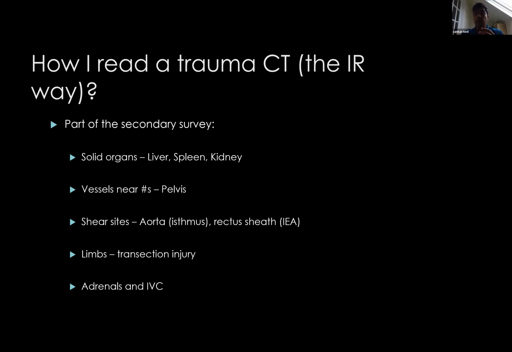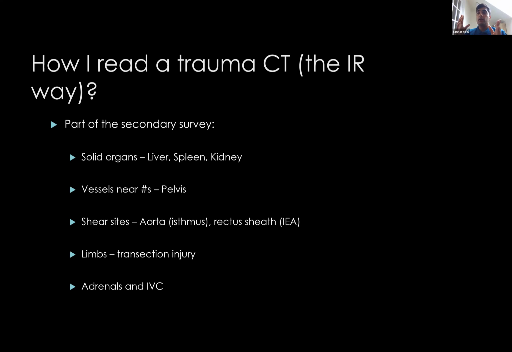The IR evaluation of the CT comes after the primary survey, where we're looking for foci of bleeding and foci where we can intervene. The first things that I look at are the 3 solid organs which are most commonly liable for injury in trauma, and also the easiest to manage. I'll come on to the strategies later, but these are the 3: the liver, the kidney, and the spleen.